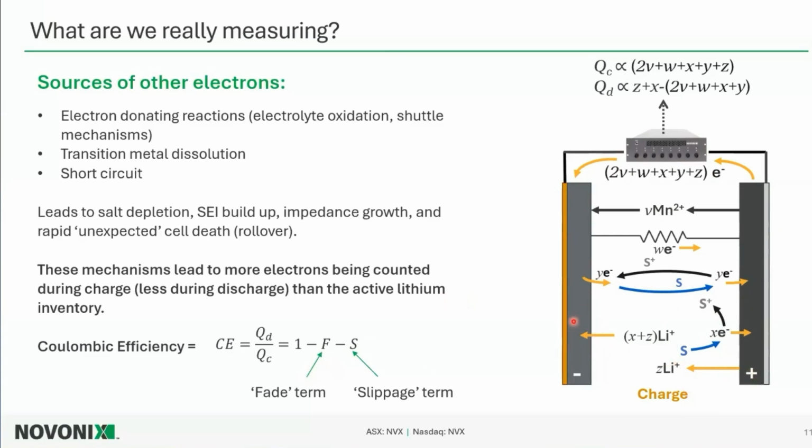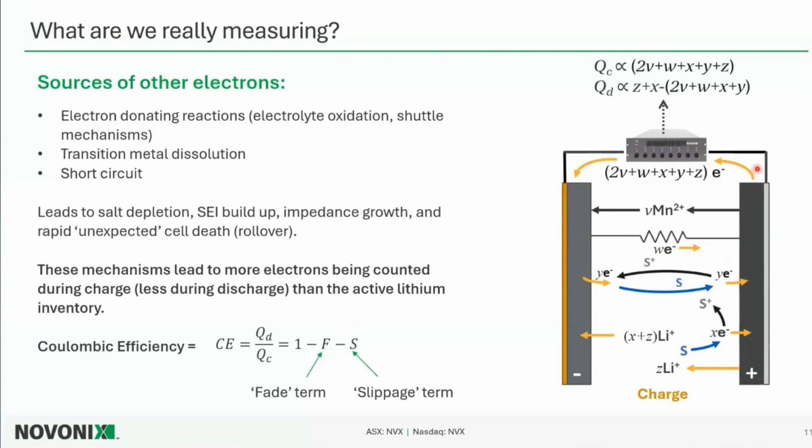But what this means is there's this other mismatch between electrons that we count during charge and electrons that we count during discharge. During discharge, all of these things just look like a self-discharge mechanism where we lose out on counting them the other way around. So this means there's this other term that we can tack on to Coulombic efficiency here and actually have multiple contributions to a decrease in Coulombic efficiency. So we've got this fade term due to those fade type reactions due to lithium inventory loss, and then this slippage term, which can be due to these additional things that are happening in the cell.